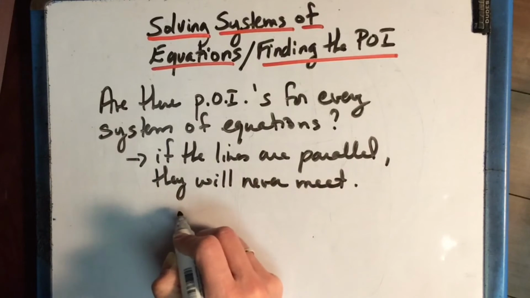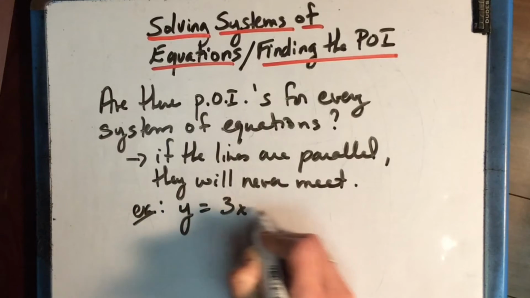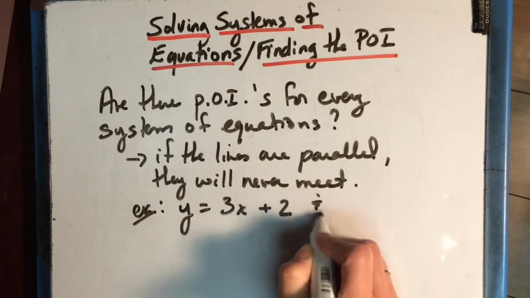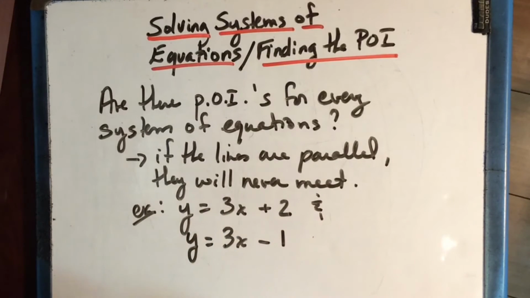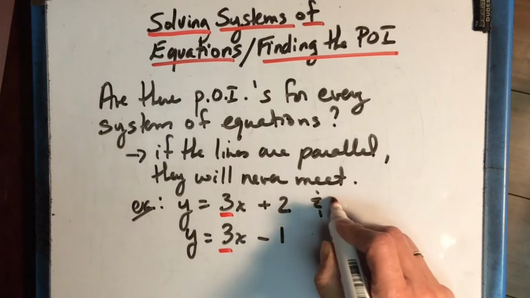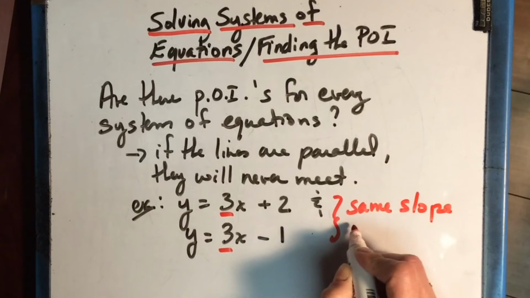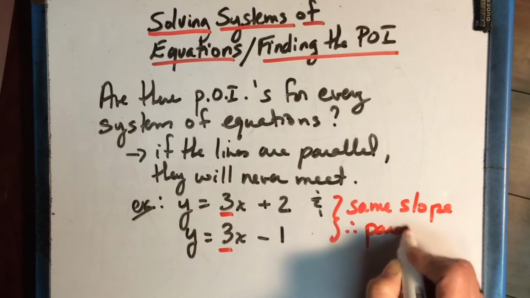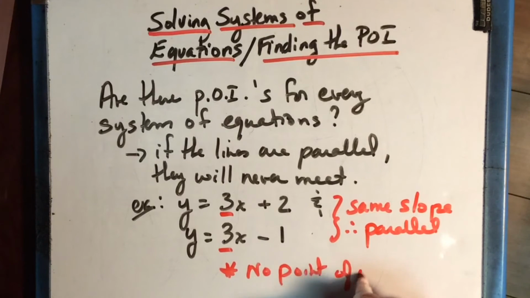And this would look like this. Example, y equals 3x plus 2 and y equals 3x minus 1. Both have the same slope. So, same slope. Therefore, parallel. No point of intersection. They will never meet.